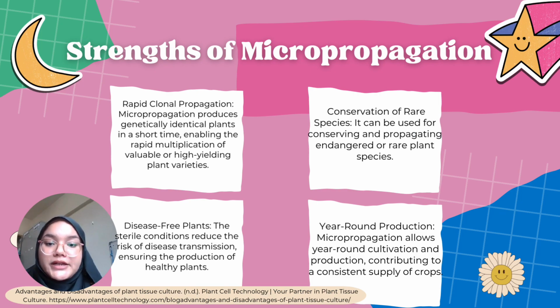Strength of micropropagation. The first one is rapid clonal propagation. Micropropagation produces genetically identical plant in a short time, enabling the rapid multiplication of valuable or high-yielding plant varieties. Next, conservation of rare species. It can be used for conserving and propagating endangered or rare plant species. Next, disease-free plant. The sterile condition reduces the risk of disease transmission, ensuring the production of healthy plants. The last one is year-round production.